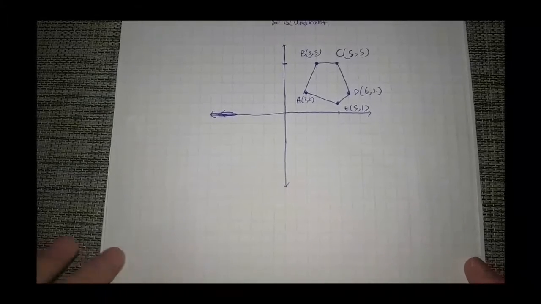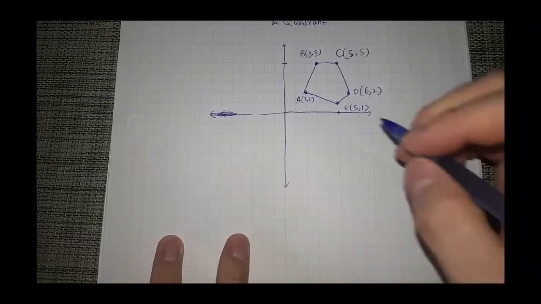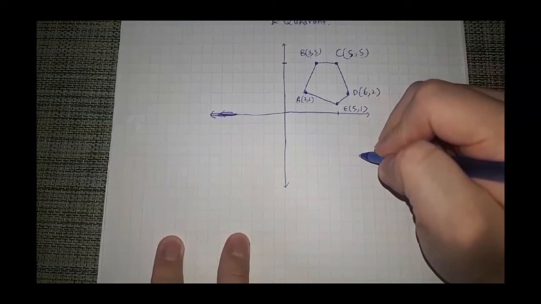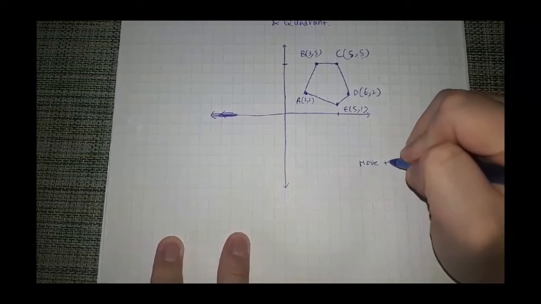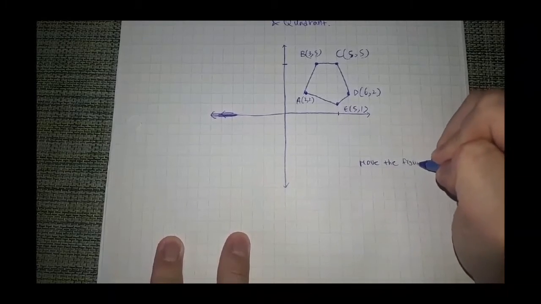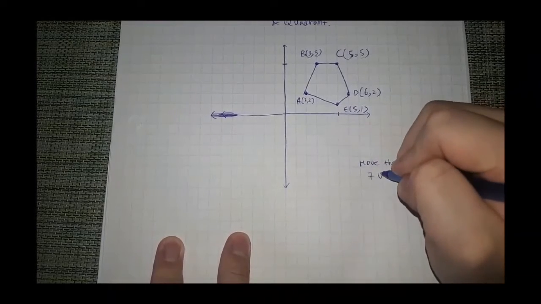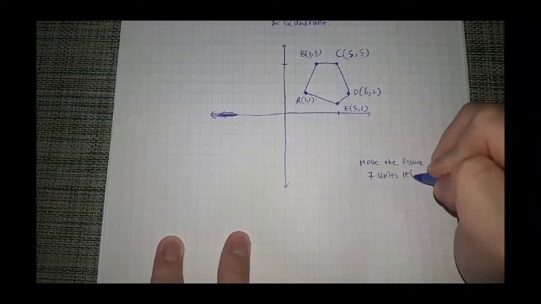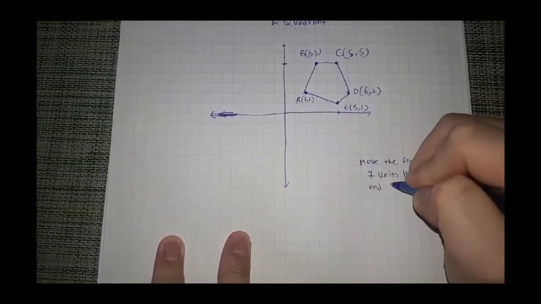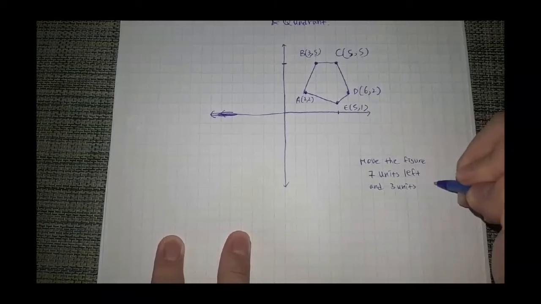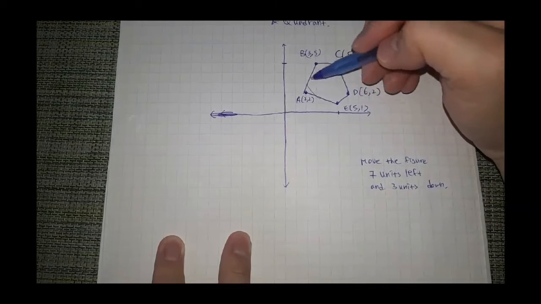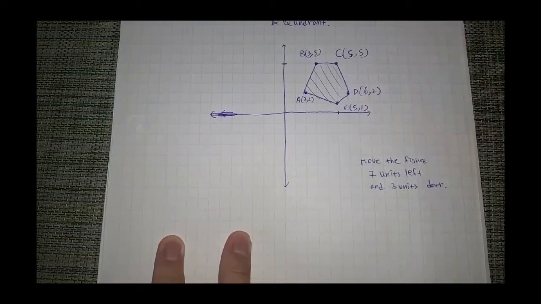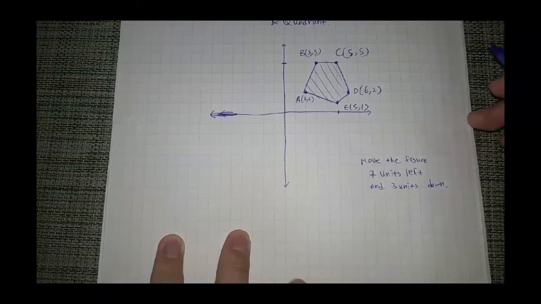All right, so let's say we're translating, how can I say, moving the figure 7 units left and 3 units down. So we have that situation where you need to move this entire figure 7 units left and 3 units down.